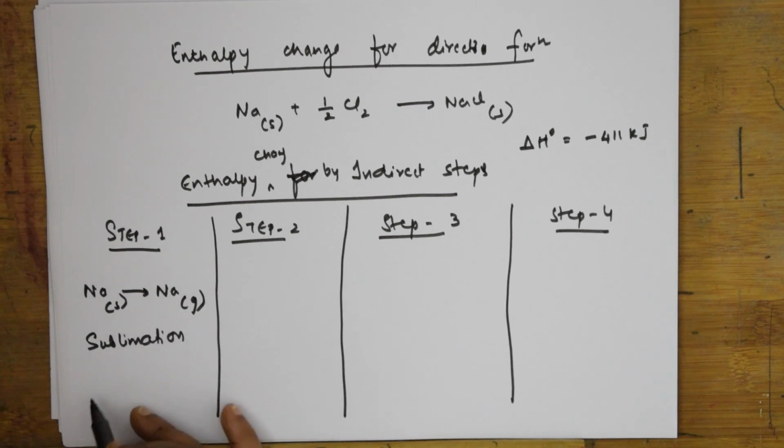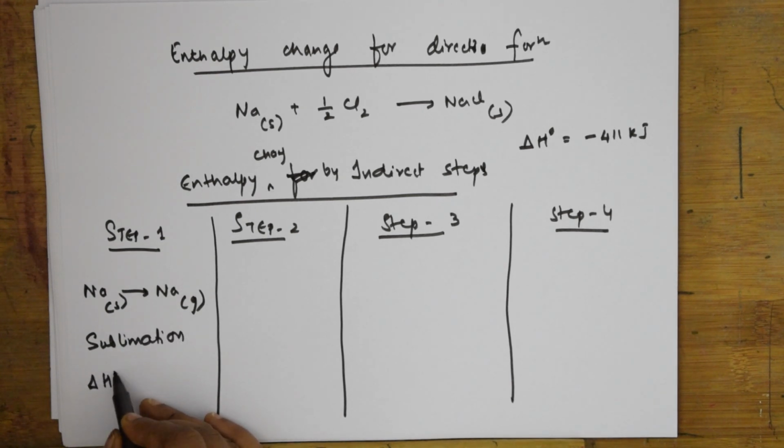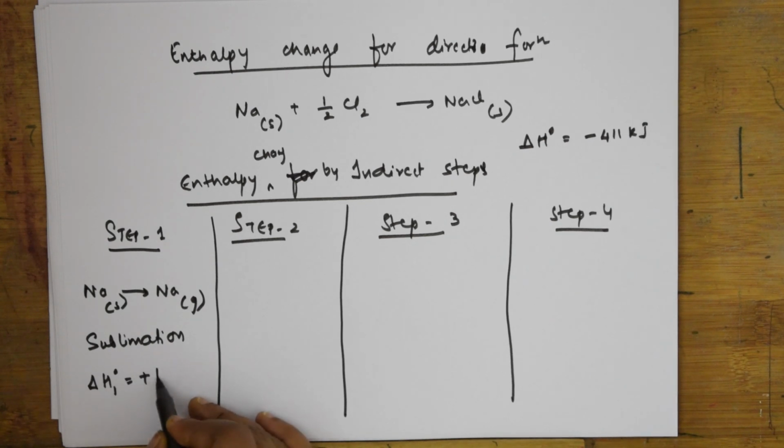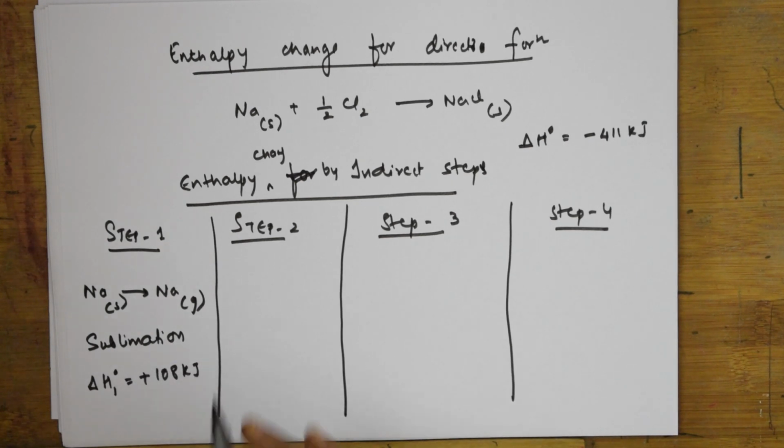Sublimation. Let us take this enthalpy change as delta H1, and the energy is absorbed. So it is 108 kilojoules. It is an endothermic reaction, because it requires energy to convert from solid to gaseous. Now in the second step, what is the second step?